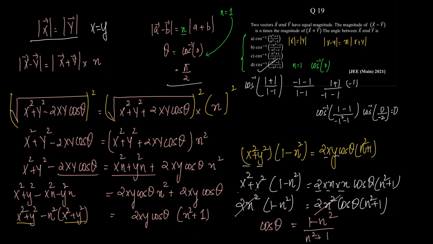Which option is that? 1 minus n square. There's no such option present, which means we'll have to multiply by minus 1 on both numerator and denominator. Now what you get is n square minus 1 by minus 1 minus n square, which is the correct option, option D. So that's question number 19 for you. Moving on to the next one.